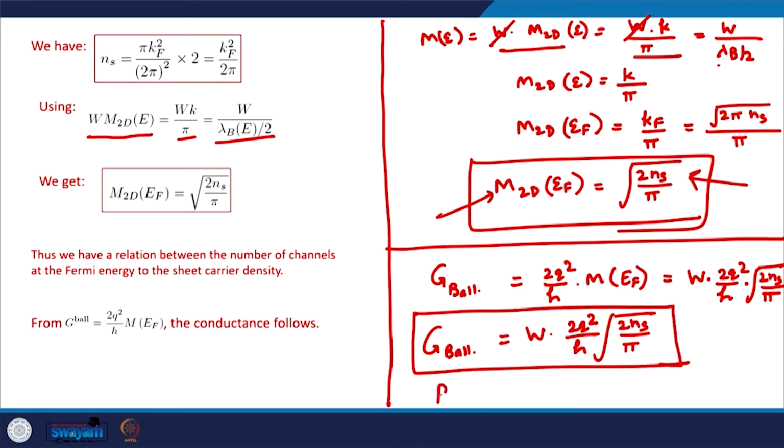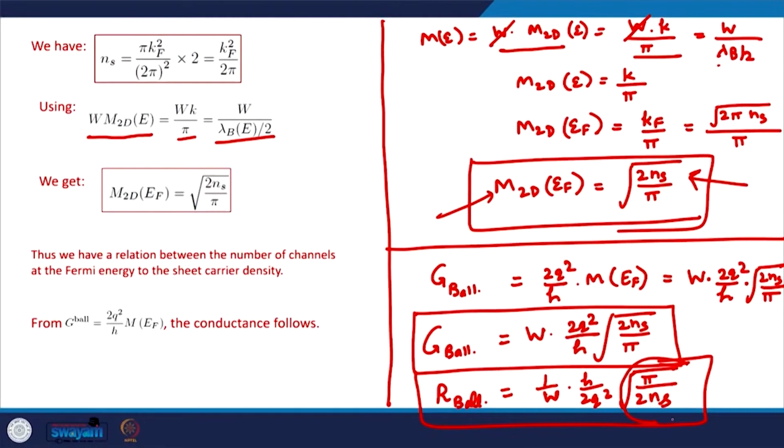Or the resistance, the ballistic resistance, will be the inverse of this, which is essentially 1 by W by h by 2q square root of pi by 2 ns. Now, as is also clear from this expression, the ballistic resistance is independent of the length, as we also expect, because the electron is not colliding throughout the length. So, that is why the length is not important in resistance.